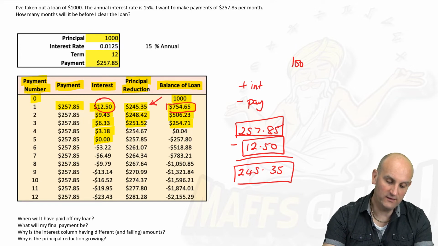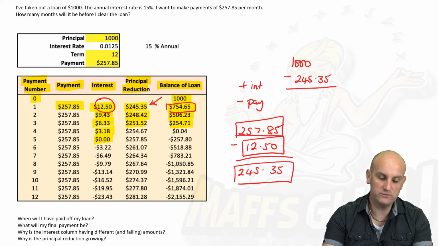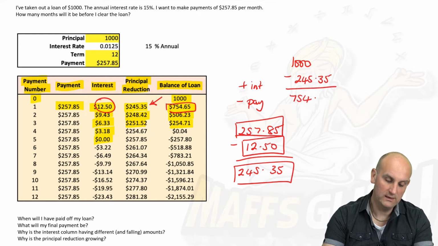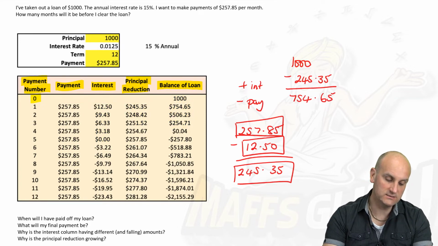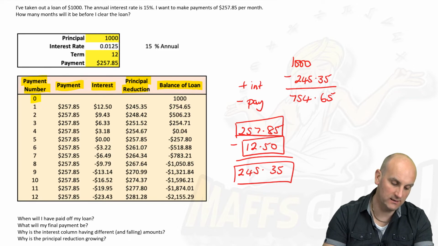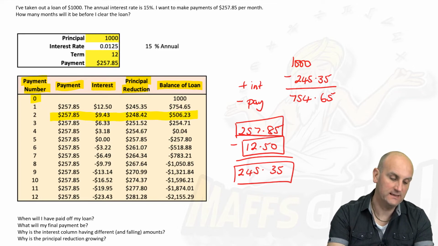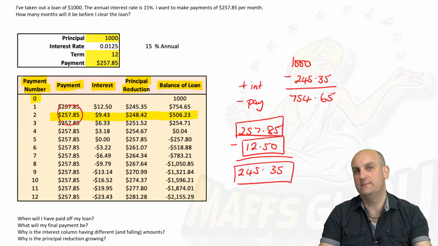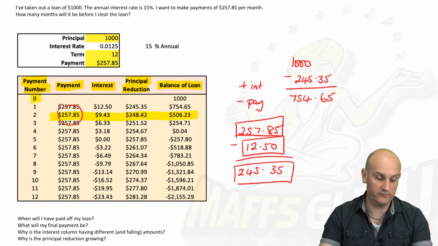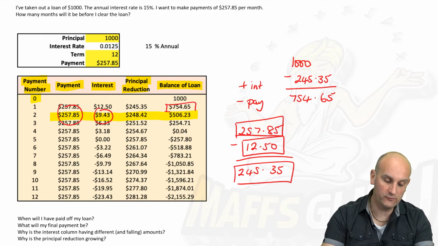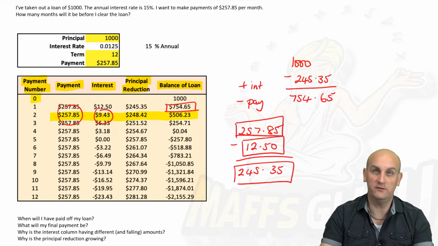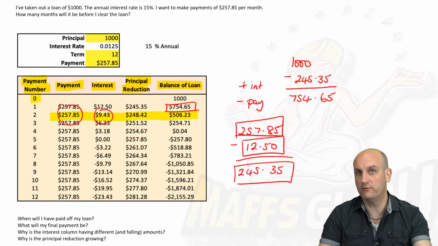How do we get this value here? Well, we've had $1,000 for my loan, and I'm going to take away $245.35, which will give me $754.65. All right, so that's that example. Let's just look at the next line, just to try and make it clear. My payment in isn't changing. I'm still paying a fixed amount of $257.85. My interest has gone down. Why? Well, now I'm only paying interest on $754.65. So a smaller amount left of my loan, a smaller amount of interest.